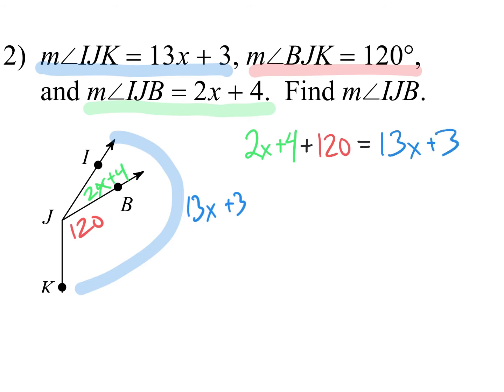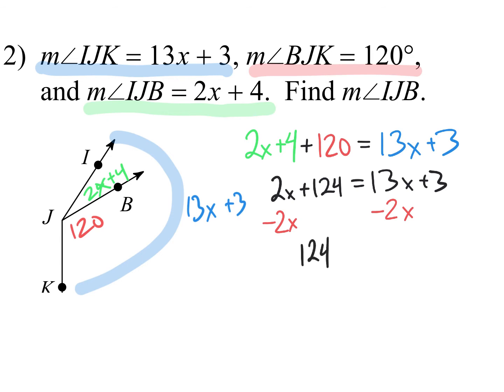Great, so let's combine like terms. We can't combine 2x with anything on the left side just yet, but we can add 4 to 120, and that's going to give us 124 equals 13x plus 3. Beautiful. Let's subtract 2x from the left side, and if we do it to one side, we've got to do it to the right side. And so that's going to give us 124 equals 11x plus 3.